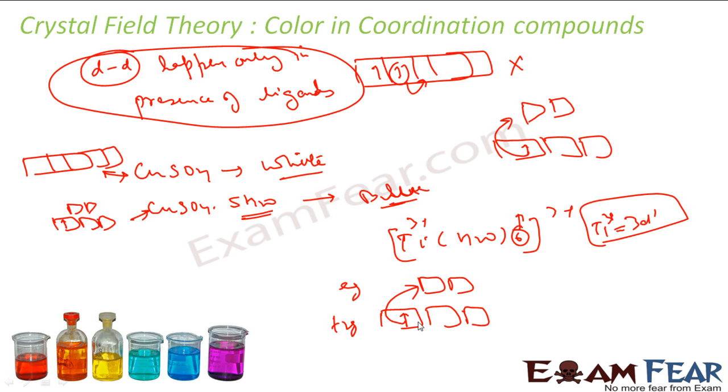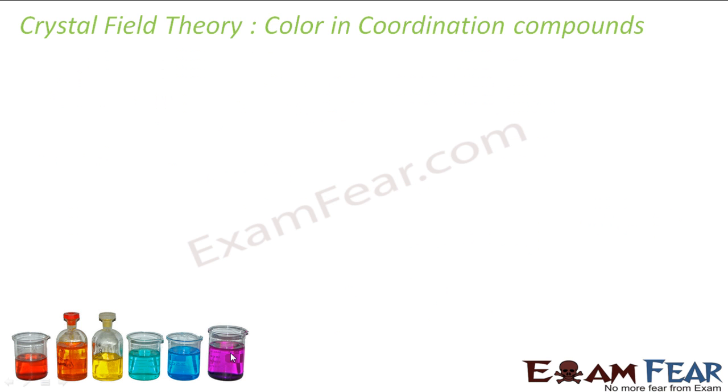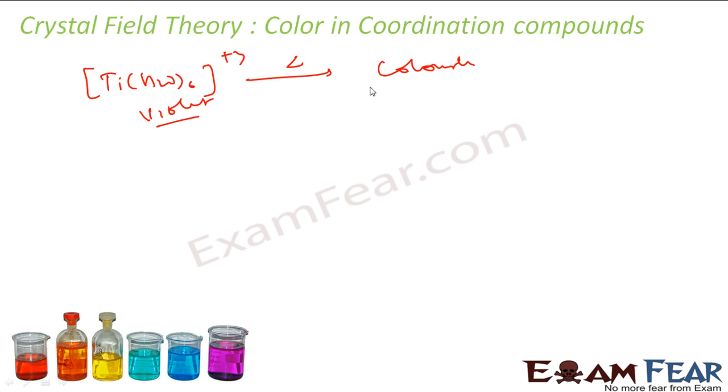Now, let's take the same compound, Ti(H2O)6 with +3 charge. This is actually violet. If you heat this, it becomes colorless. Why? Because when you heat this, water is gone. Let's suppose this is Cl3. Water is gone, this becomes TiCl3, and there is no color. The water is removed, the dd transition is removed.